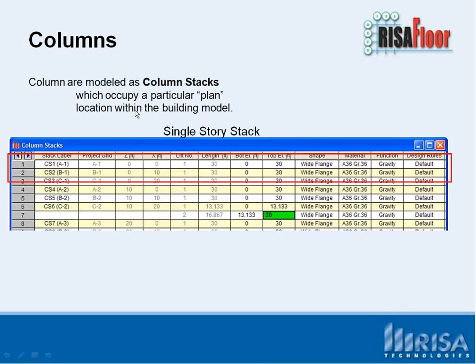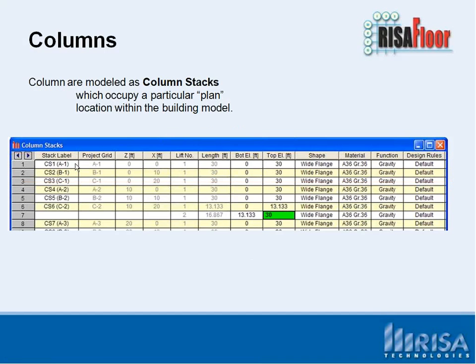But we can also have columns that are single story stacks, which means that they just run from one elevation to another, from 0 to 30 feet in this example. They just occupy one project grid, and they run as one lift. A lift is another way to say segment, and they go from 0 to 30 feet with no splice in between.